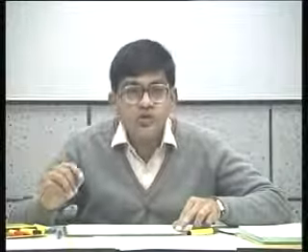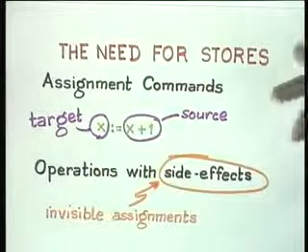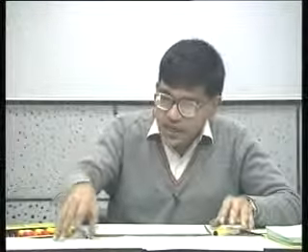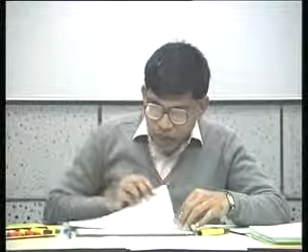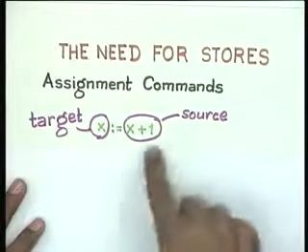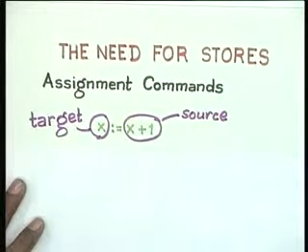So now it's clear that the environment and the state are really two different concepts, and they try to capture two different things. And state is a very abstract concept, which we have tried to model with the assignment commands, where we consider the right hand side of the assignment to be a source and the left hand side to be a target.